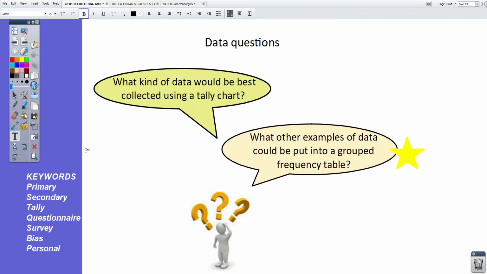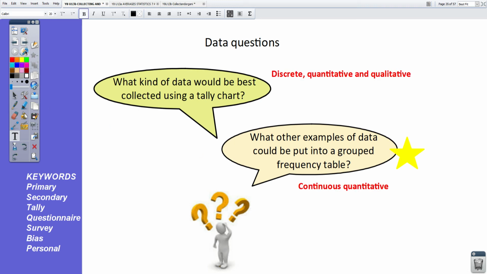So data questions: what kind of data would be best collected using a tally chart, and what other examples of data could be put into a grouped frequency table? Well, the best kind of data to put into a tally chart would be data that is discrete, or perhaps qualitative, whereas examples of data that could be put into a grouped frequency table would be continuous data, or data that had a wide range of possible answers. For instance, people's age, people's weight, people's height, all these things would be better going into a grouped frequency table.